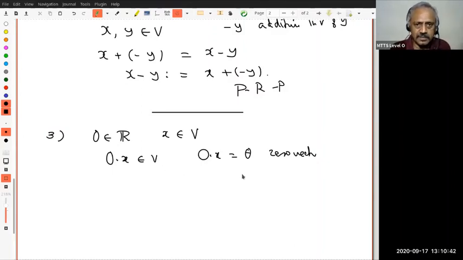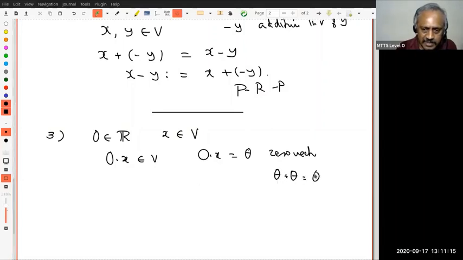Do not think of your algebraic manipulation of high school. Just like that, I am putting 0 times x is 0. That's why I am using for the time being a theta notation, so that you don't get confused. Now I want to prove that. So how will I prove that? So what is theta plus theta? Remember, x plus theta is x. Therefore, theta plus theta must be theta.